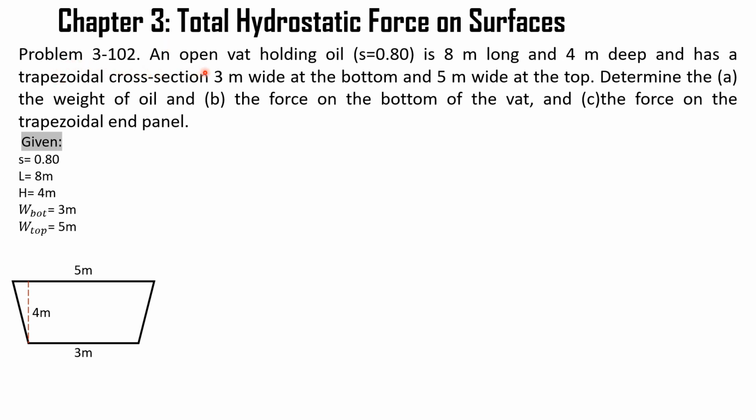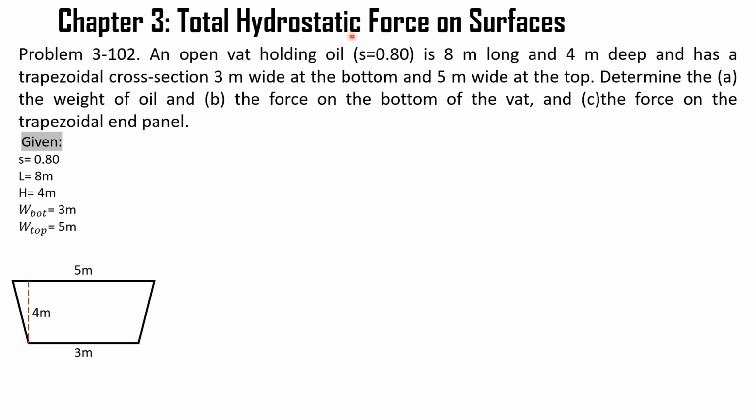An open vat holding oil with a specific gravity of 0.80 is 8 meter long and 4 meter deep and has a trapezoidal cross section 3 meter wide at the bottom and 5 meter wide at the top. Determine the weight of the oil and the force on the bottom of the vat and the force on the trapezoidal end panel. So first, let's identify our given.